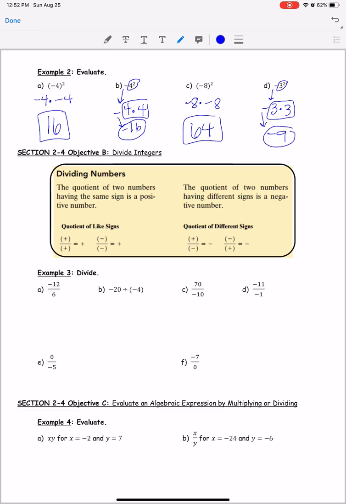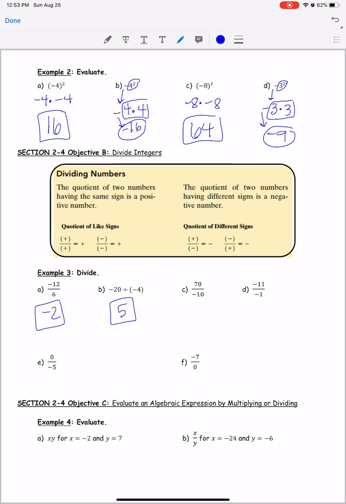So here, you got -12 divided by 6. That is this one right here, negative over positive, but it does not matter. You've got different signs, so that means it is negative, and 12 divided by 6 is 2. Okay, and it doesn't matter whether they give you this bar for division or the symbol for division, it's still the same thing. So -20 divided by -4, that's the same signs, so it's positive, and 20 divided by 4 is 5.